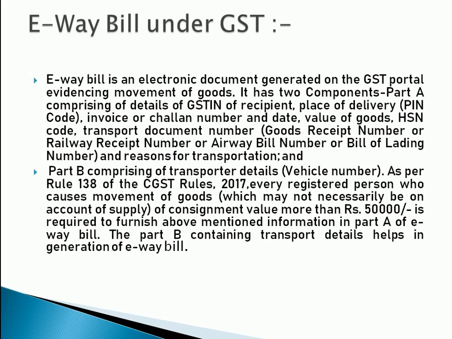Part B comprises the transporter details, that is the vehicle number. As per Rule 138, every registered person, this I have already seen. Okay, so part A is basically about the details of the receiver of the goods, the challan number, the value of the goods, the acquisition value of the goods, then the transport documents, whether bill of lading or airway bill or railway receipt, etc. Part B deals with the transportation details, like details of the transporter, the vehicle number of the transporter, etc.